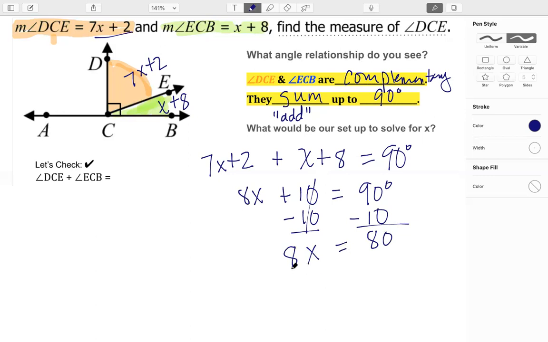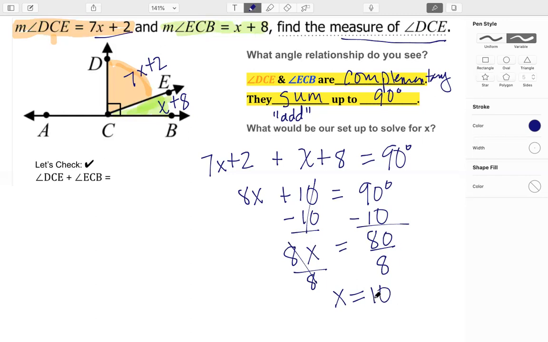Our final step here, we want to get x by itself. So we finally need to divide by 8. And we get that x is equal to 10. Now, this is just half of our problem. Remember that we need to find the measure of DCE, which means we need to find the actual degree measure.